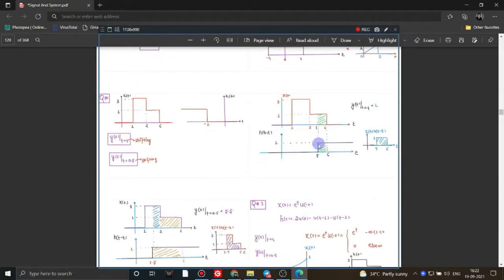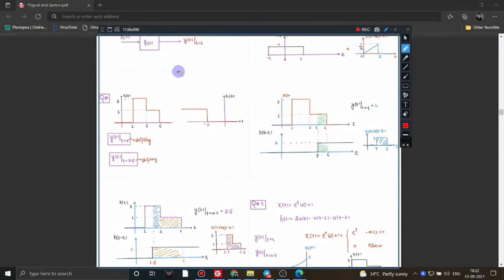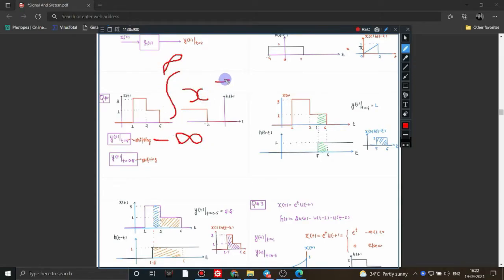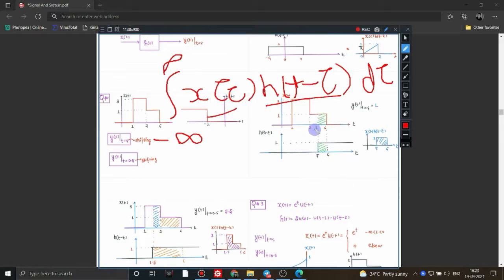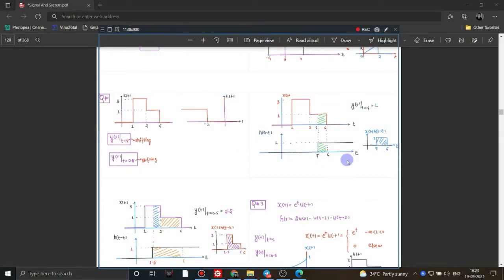Now, when we have made this graph h tau and this graph h4 minus tau, we multiply them, as we all know that in the formula, the integral from minus infinity to infinity of x tau h t minus tau d tau, we multiply these both terms. We are multiplying these both graphs. Then after multiplying we get this common part, from 5 to 6 with amplitude 1, and at t equal to 4 the value is 1.